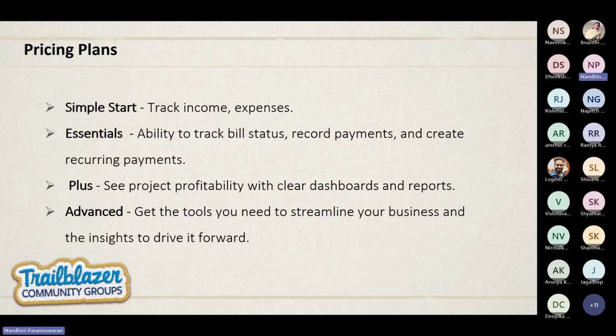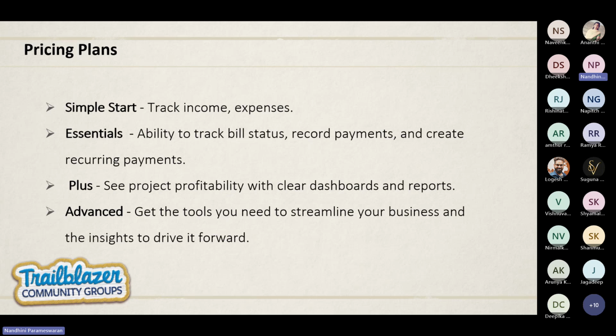Then Essentials is a little bit more advanced compared to Simple Start. It costs around $60 per month. When we select Essentials, we can have access for three users and two accounting firms. We can manage the bills and pay the bills while using this pricing plan, and we can sync three sales channels with QuickBooks also.